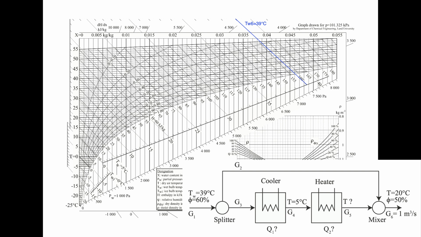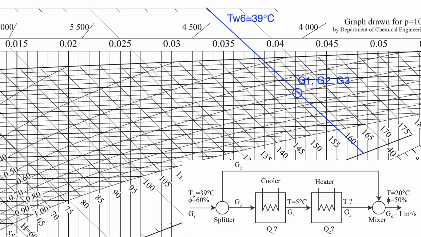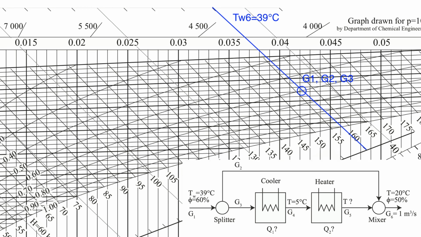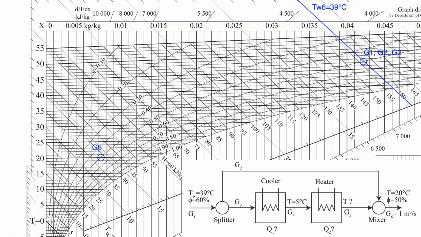The state of flow G1 is given in the task as wet temperature of 39 degrees and relative humidity of 60%, so we can mark G1 in the Mollier diagram. Since the splitter does not change the state, G2 and G3 have the same state as G1. The state of G6 is also given and has a temperature of 20 degrees centigrade and a relative humidity of 50%. As 5 degrees centigrade is way below the dew point for G3, we know that the relative humidity goes to 100% in the cooler.